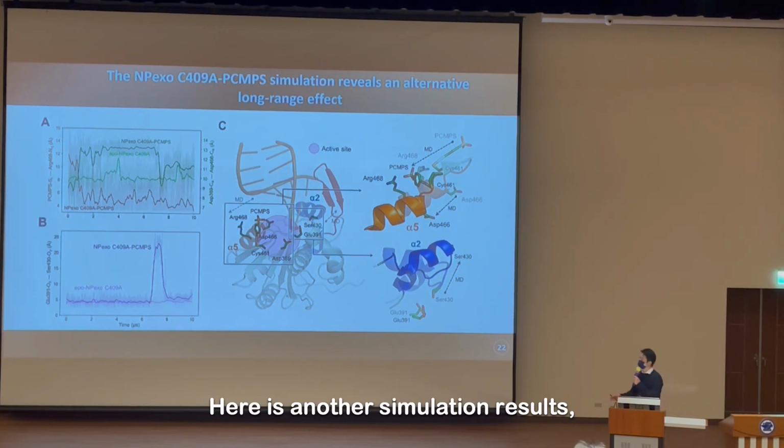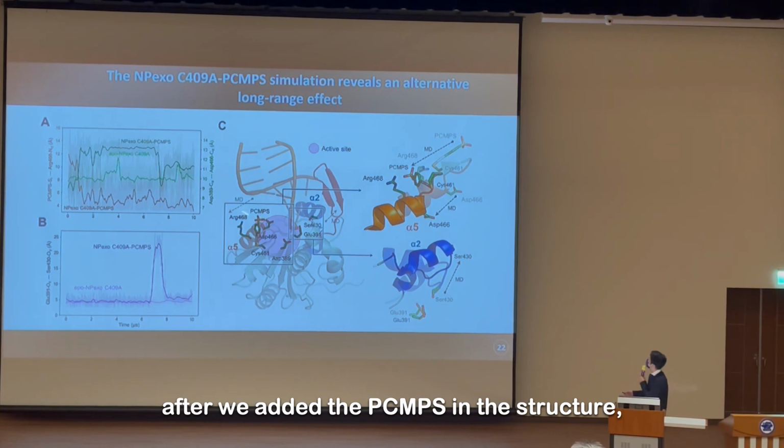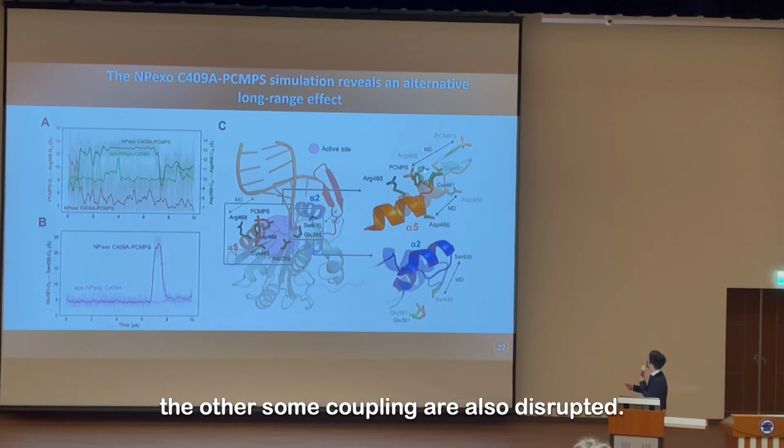And here is another simulation result. It shows a very similar result. As you can see here, after we placed the PCMBS in the structure, after MD simulation, there is also some coupling that is disrupted.